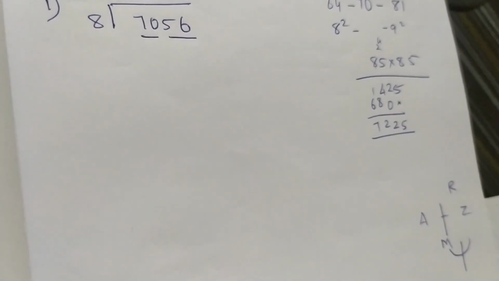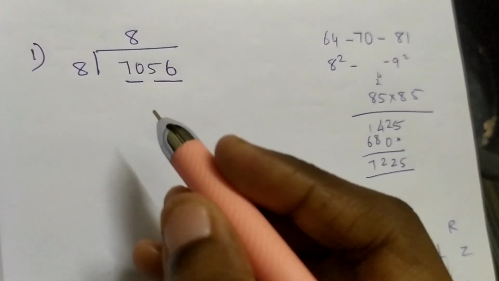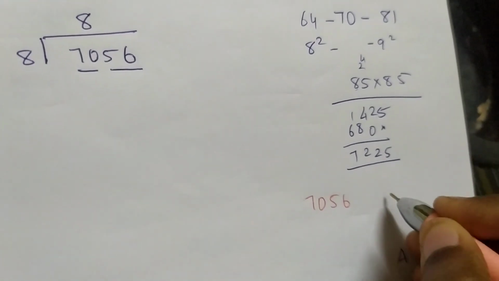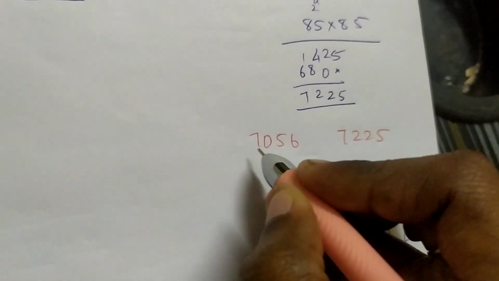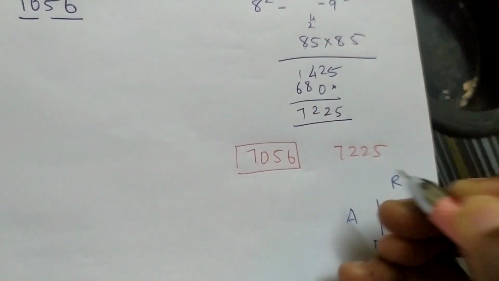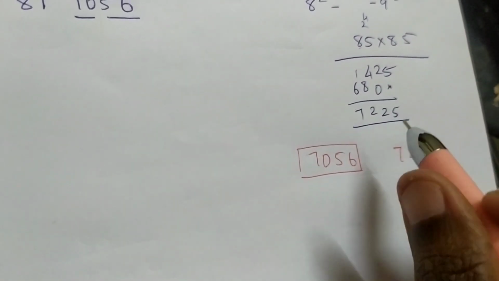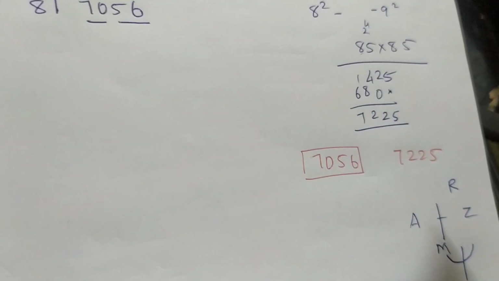Then what I'm going to do is compare this number 7056 and this 7225. I'm going to compare 7056 and this middle term 7225. Which is the smaller number? This is the smaller number, right? This is 70 and this is 72. This is the smaller number. So before 85 only you have to consider, okay.